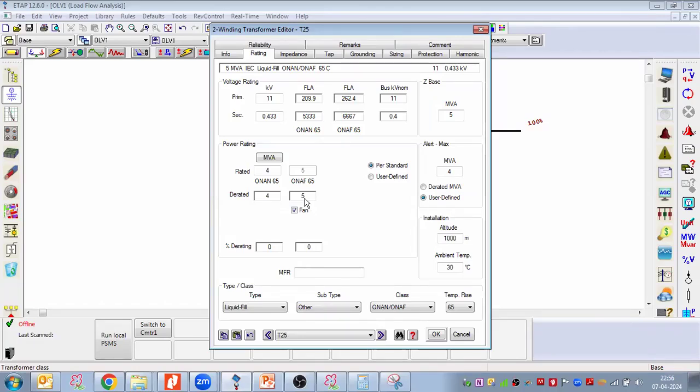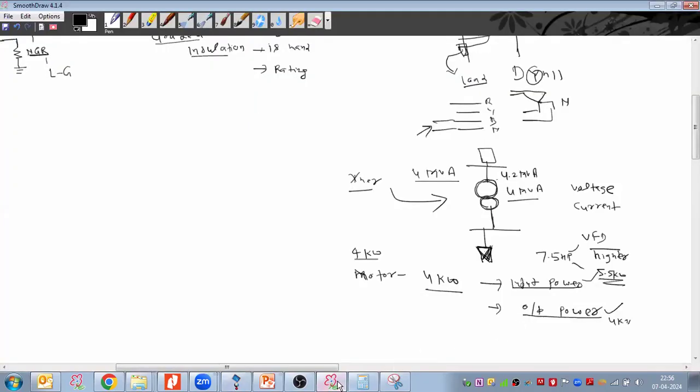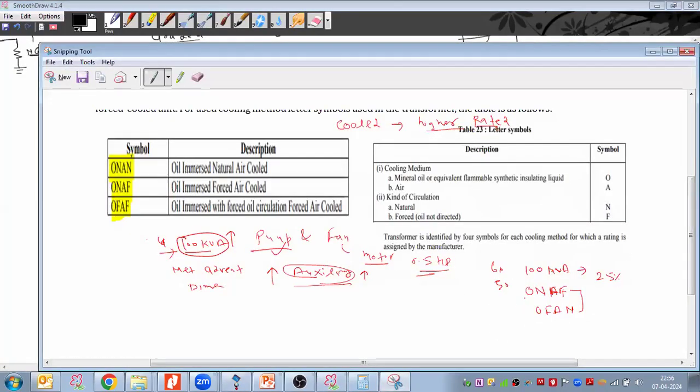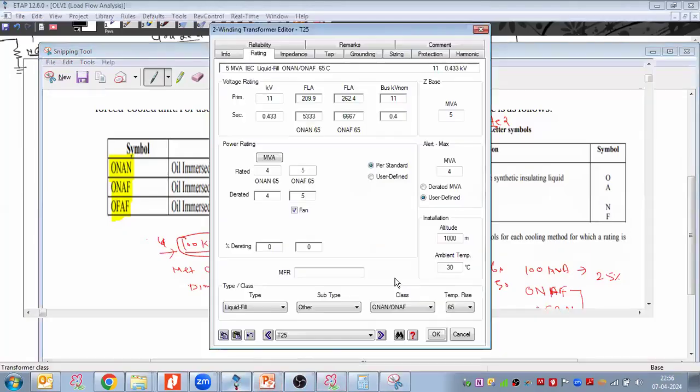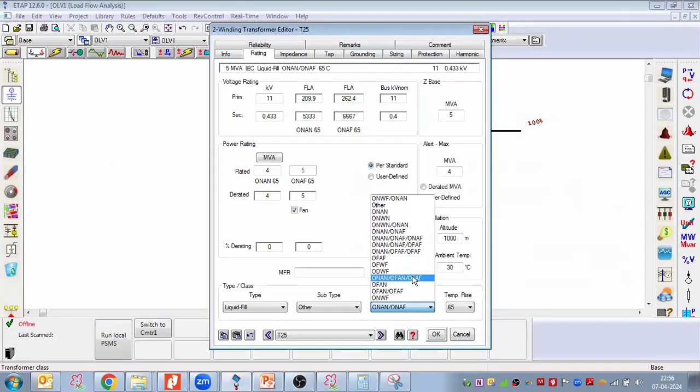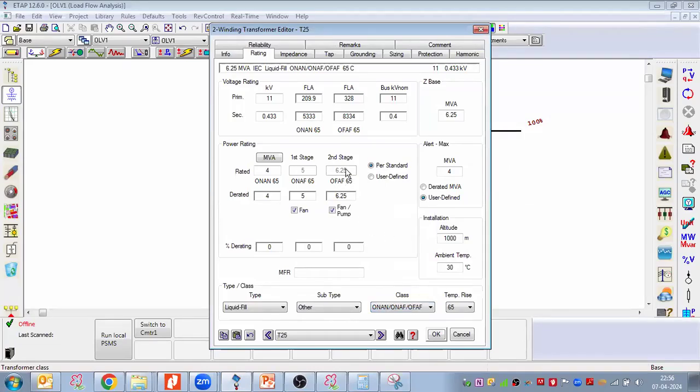So in the big rating of the transformer, like 50, 60 MVA, 100 MVA, it is worthwhile to take the cooling, because the transformer rating is increased and only a small amount of auxiliary losses is increasing, so that could be manageable. Similarly, if we go with the second stage, ONAN, ONAF and OFAF, then fan and pump both come into operation because we are forcing the oil. So 6.25 MVA here, again 25% the rating is increased.